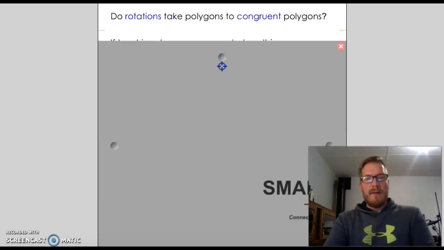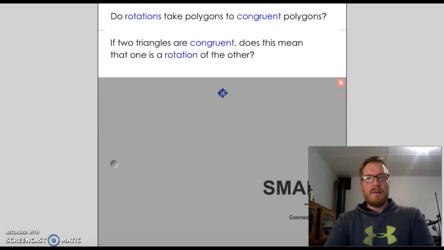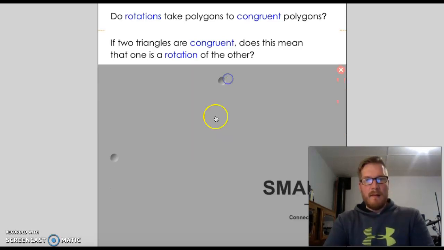All right, so a couple of things just quickly. If two triangles are congruent, this means that one is not necessarily a rotation of the other. Okay, that one's not true.